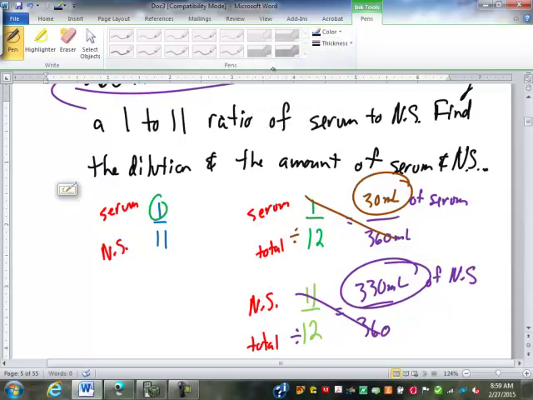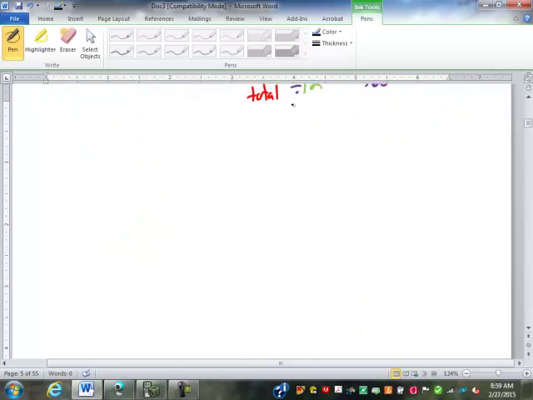So one of the things these dilutions are used for is diluting medication so that it can be administered with a larger amount of fluids. Another common place is in urine and blood testing. Let's look at blood glucose for a second.